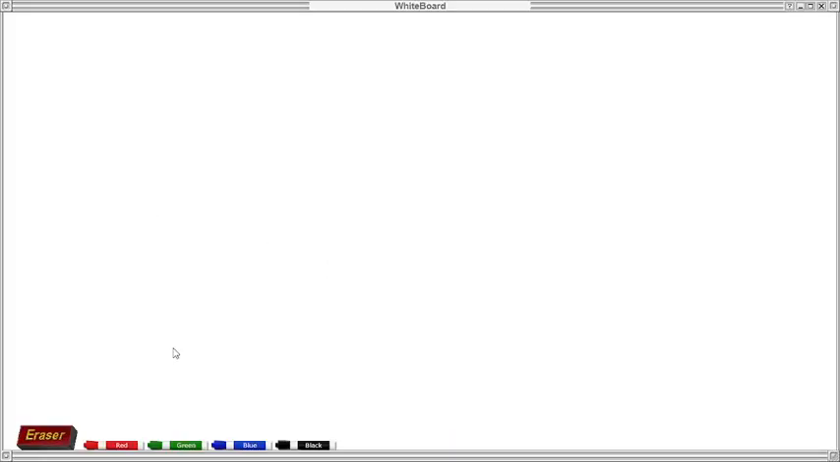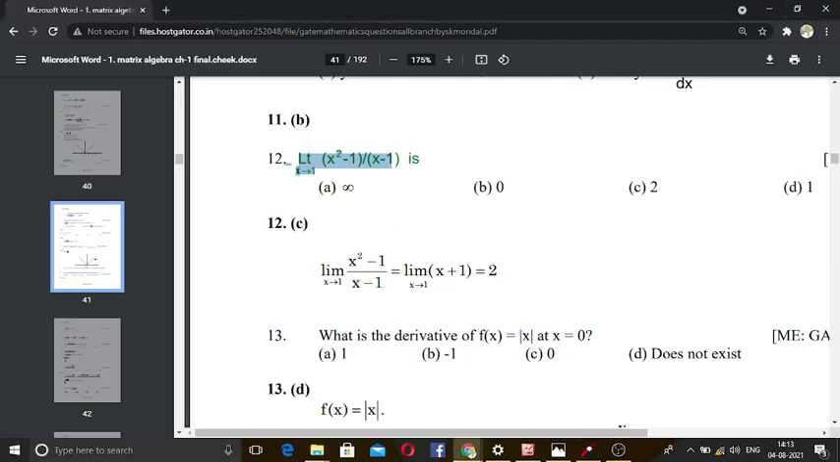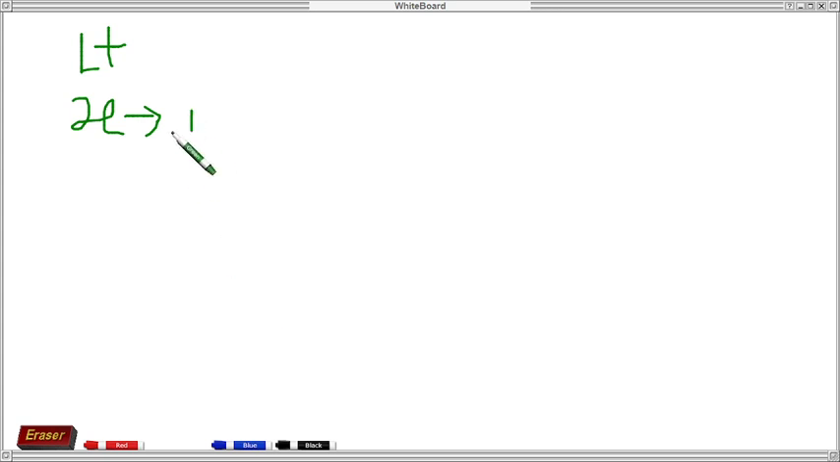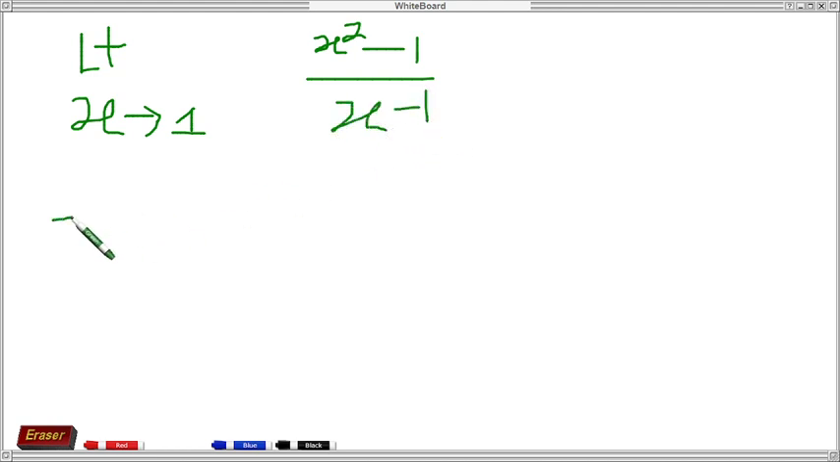So the question says limit, x tending to, what is the x tending to? I do not remember. x tending to 1. Limit x tending to 1 of x square minus 1 upon x minus 1. So simply you have to solve this question.